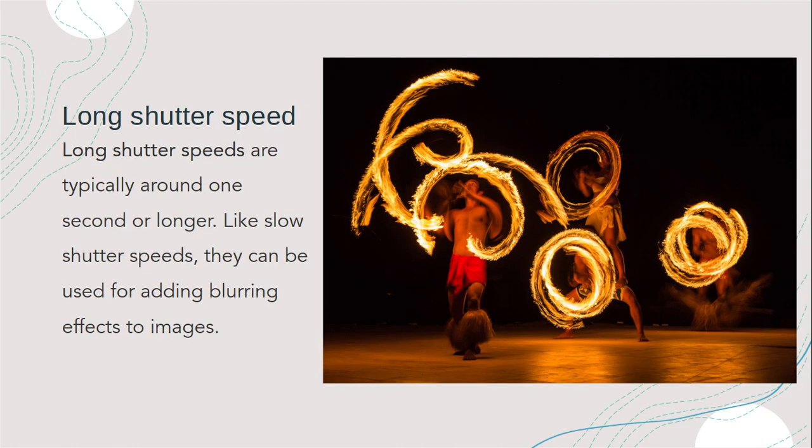And long shutter speeds are typically around 1 second or longer. So it's like slow shutter speeds. They are used for adding blurring effects to images. They cause the blurring effect, and you want to be able to anticipate when you are doing it. I think it gives more exposure time, similar to the fast shutter speed. The slower one, slow shutter speed, is a bit similar to the second one in a way.